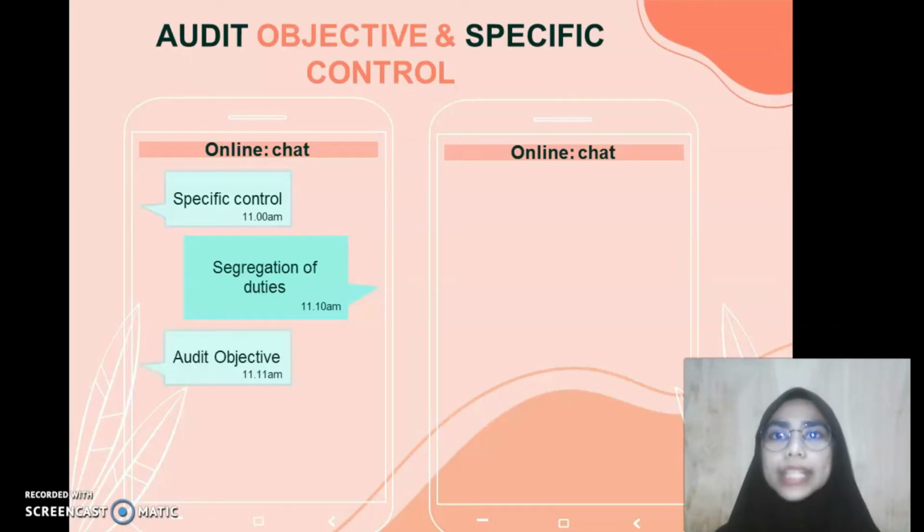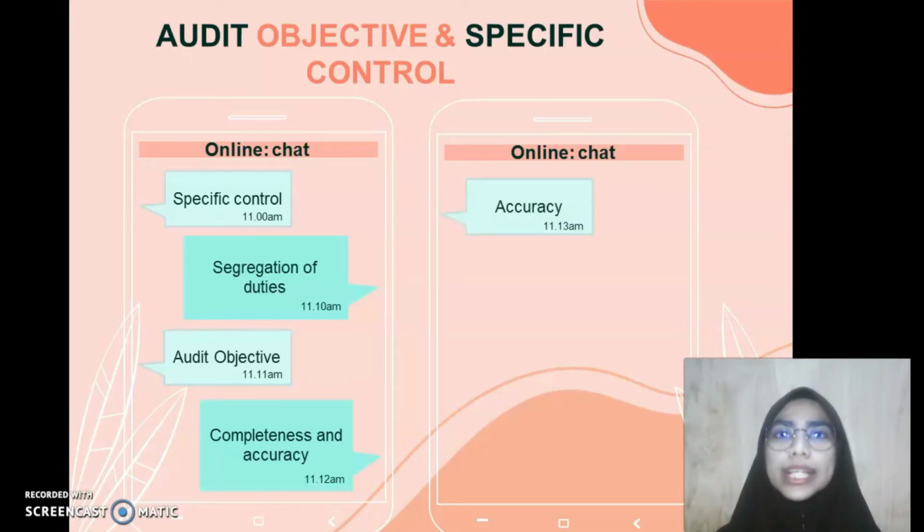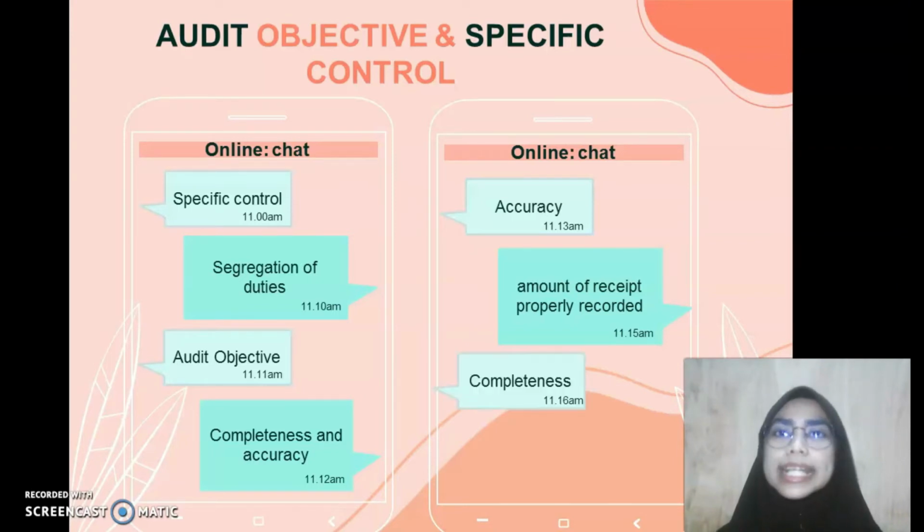The next one is audit objective. There are two audit objectives, which are accuracy and completeness. The first one is accuracy. The company should record the amount of receipts properly. The next one is completeness. All receipts should be recorded properly. The company should establish a control to ensure that all the receipts are recorded properly.